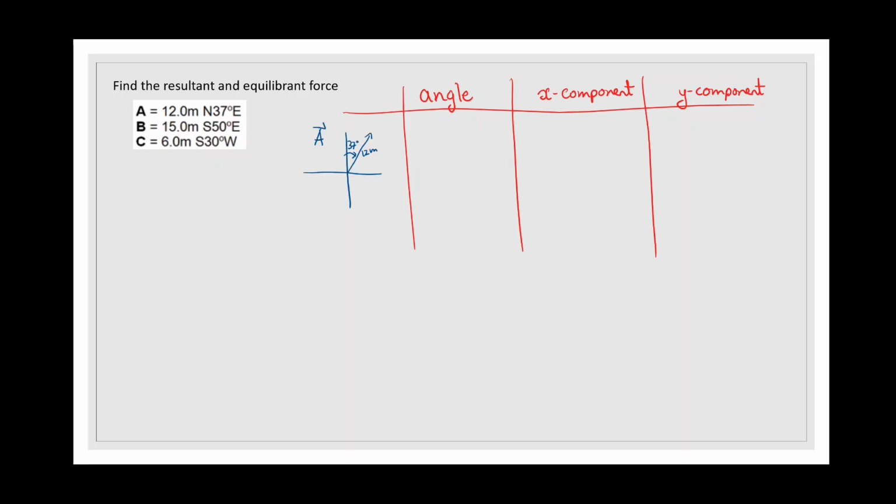So let's start with vector A. We're told it is 37 degrees east of north, so this is the picture of it. And because we want to quote the angle from the positive x-axis, the theta over here will end up being 53. The x component would be the magnitude of the vector times cosine of the angle. And then the y component would be magnitude 12 and sine of the angle 53.